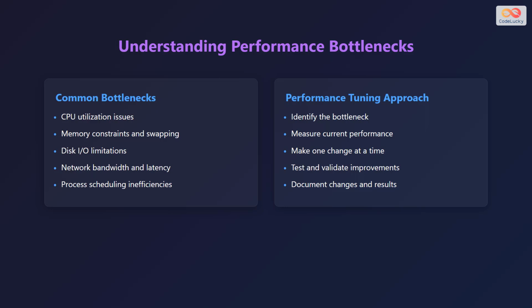The approach to performance tuning begins with identifying the bottleneck. Then measure the current performance to establish a baseline. Only make one change at a time to accurately assess its impact. Remember to test and validate if there are improvements, and finally, document the changes you make along with their results.